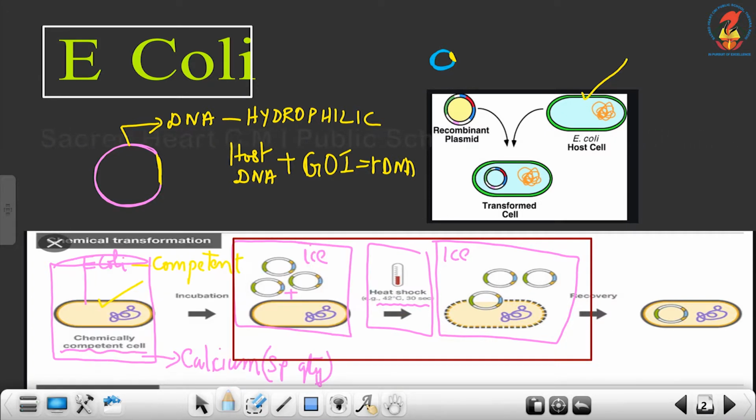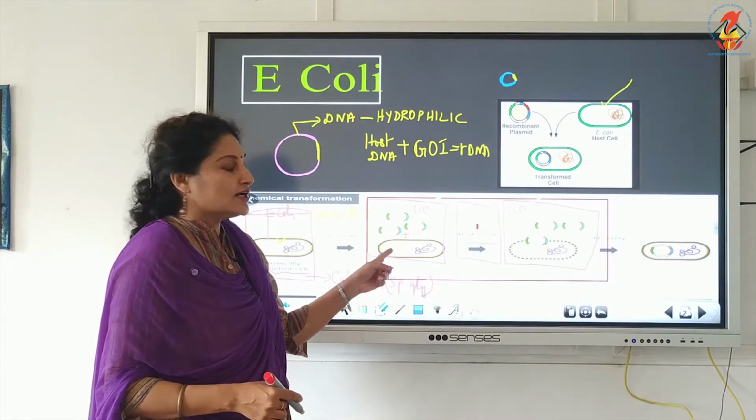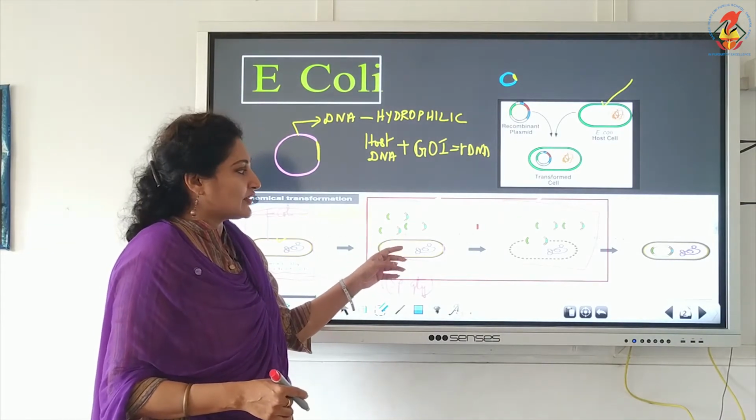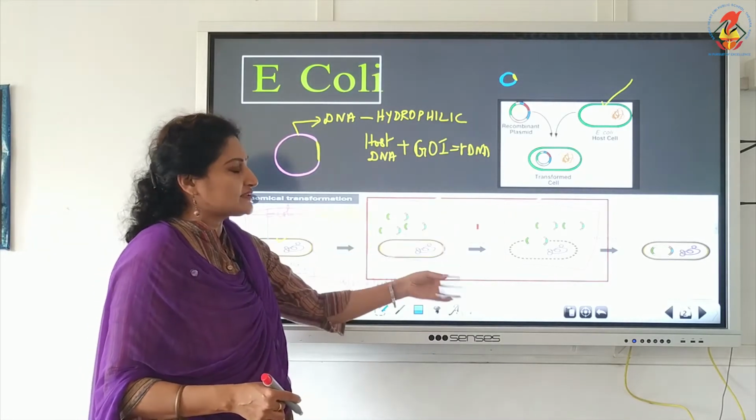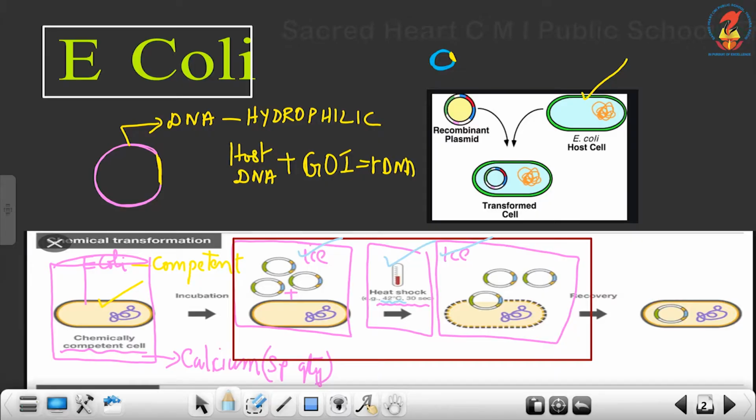First, it is placed on ice, then subjected to heat shock at 42 degrees Celsius, and again placed back on ice. Once it is incubated, both are put together, the rDNA along with the bacterium E. coli, subjected to ice, then heat shock and back to ice. This process is called incubation, and once that happens, pores are formed. See, you can see pores. Pores are formed on the bacterial wall, and immediately the rDNA gets in.